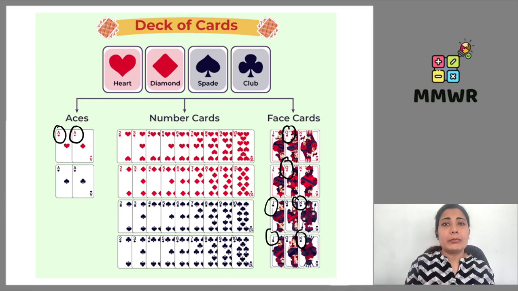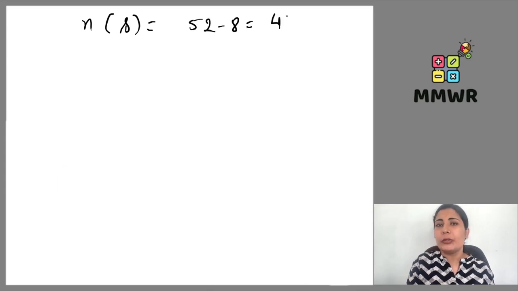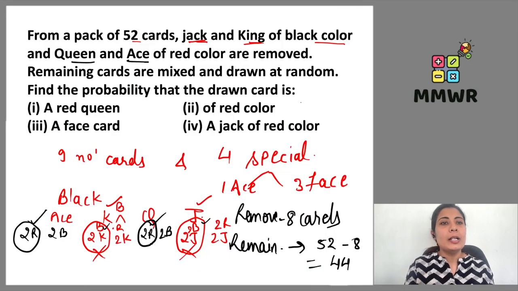First of all, let me tell you the number of total cards. How many are there with us now? After removing the cards, we have a total of 44 cards. Now what do we have to find here? Find the probability that the drawn card is a red color queen. So the red color queen we have removed. Find the probability that the drawn card is a red queen.